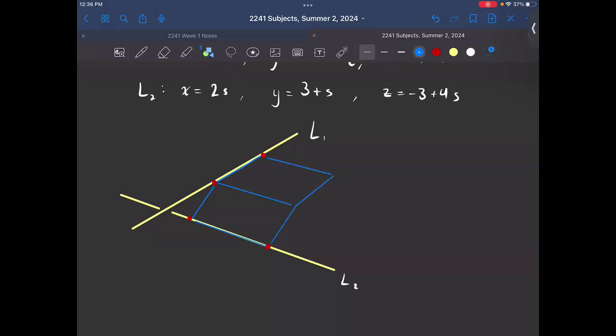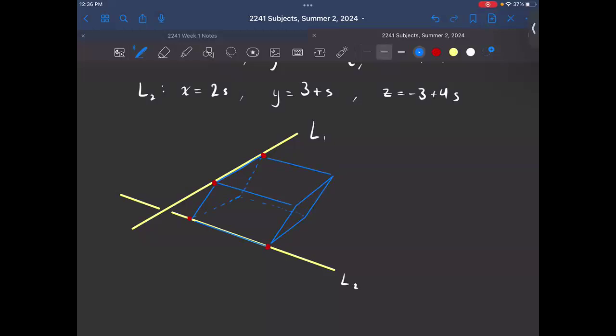And this guy is exactly what we're looking for. That's not quite what I wanted there. Sorry. There we go. So there's our parallelepiped.